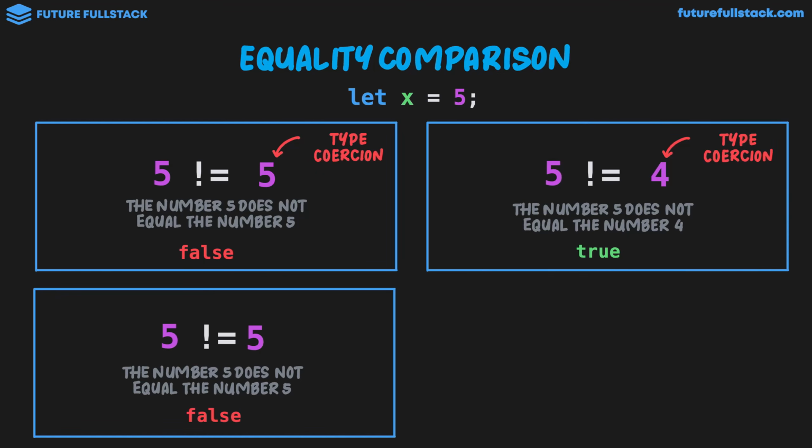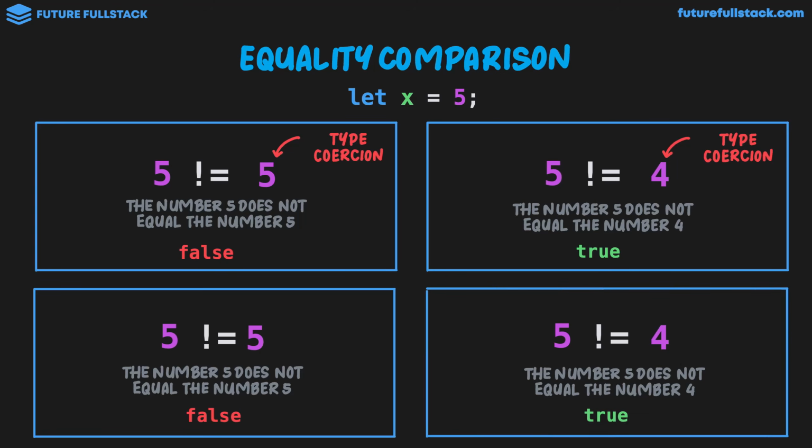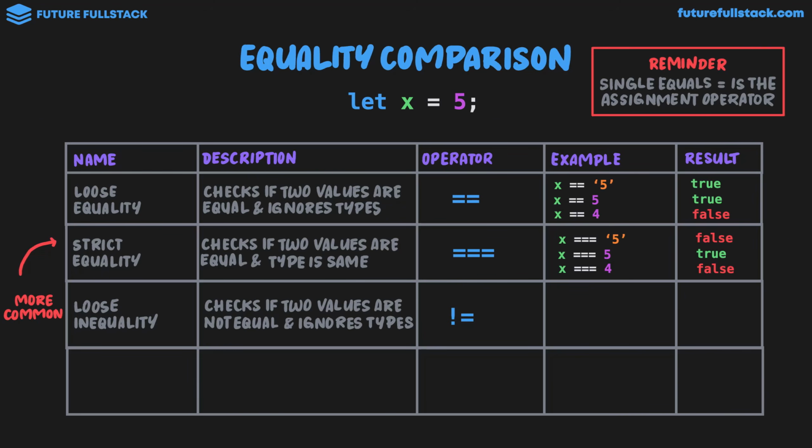For the last example, we have x does not equal the number 4. Looking at this statement, we have 5 is not equal to the number 4. So what this statement is saying is that the number 5 does not equal the number 4. Well, this is true. The number 5 doesn't equal 4. All right, back to our table. I'm just going to pop in the examples and the results we just looked at.